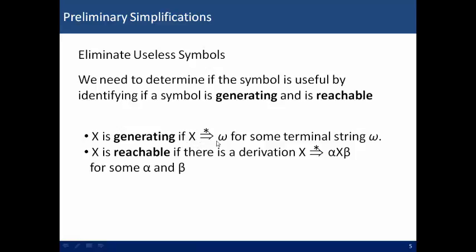If we could derive a string using the given symbol, then we can say that it is generating. And if from the starting symbol we could reach a given symbol, then we can say that it is a reachable symbol. It means we should reach, from the starting symbol, some intermediate sentential form using this symbol X, then it is a reachable symbol.